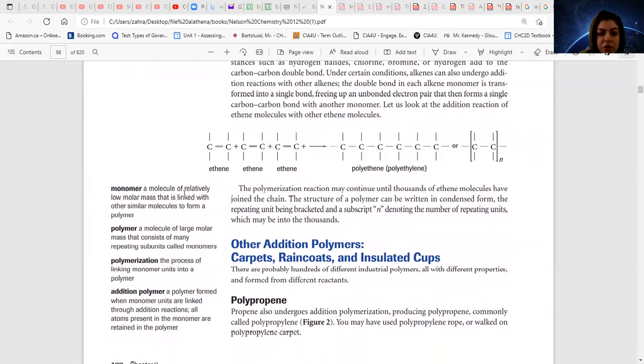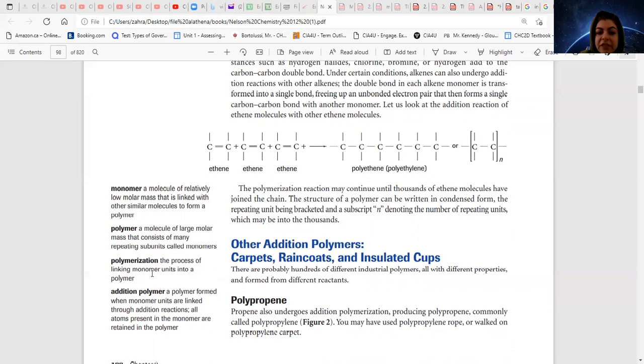So monomer, a molecule of relatively low molar mass that is linked with other similar molecules to form a polymer. Basically, this is your monomer. A polymer, a molecule of large molar mass that consists of many repeating subunits called monomers. So the ethane is repeated so many times. So it's going to be your polymer. The whole thing is here.